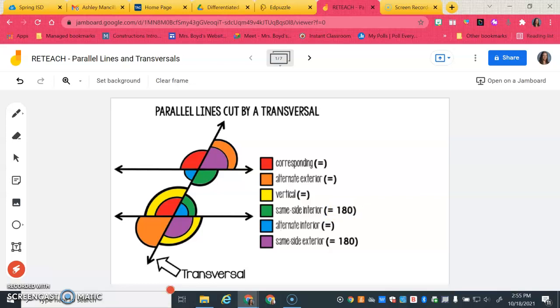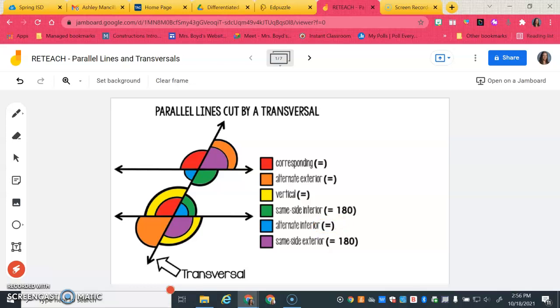Then we have alternate interior angles, those are my blue angles here. They're inside the parallel lines, and they're on different sides of the transversal. They can't be adjacent. If they're adjacent, like the blue one and the green one, that would be called a linear pair, which we also learned. They add up to 180. But alternate interior angles, they're both acute. That means they're equal to each other.